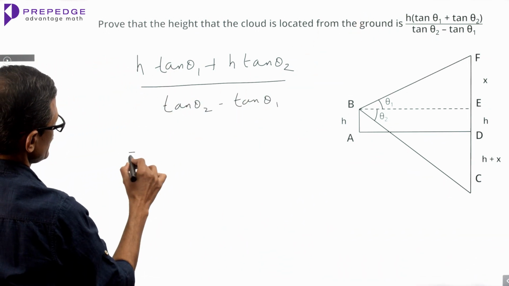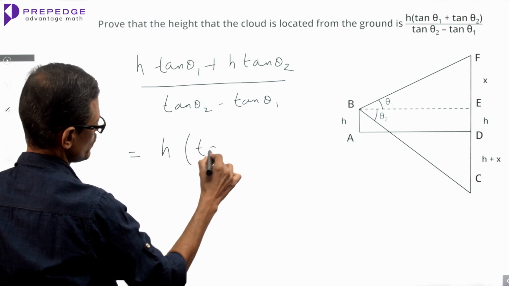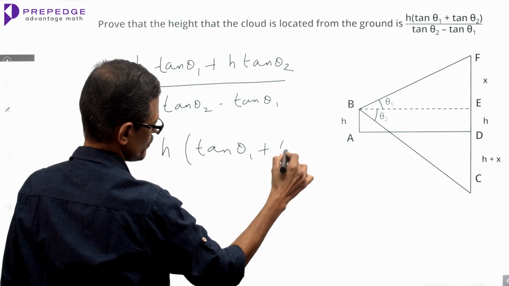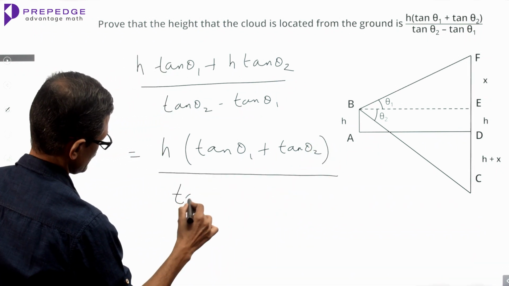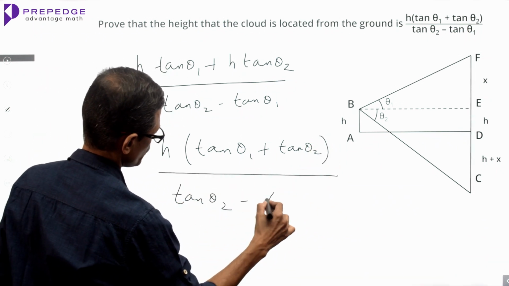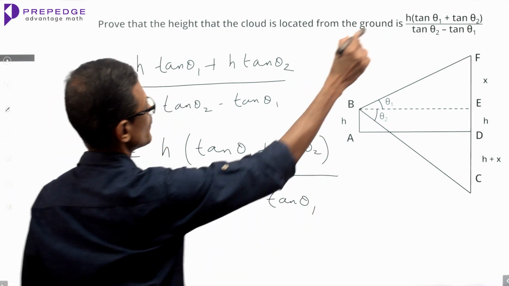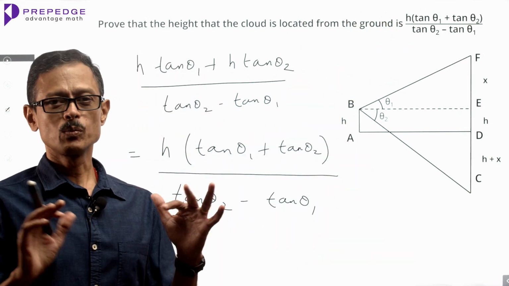Take H common outside, which will leave us with H into tan of theta 1 plus theta 2 divided by tan of theta 2 minus theta 1, right? We have proved what was asked.